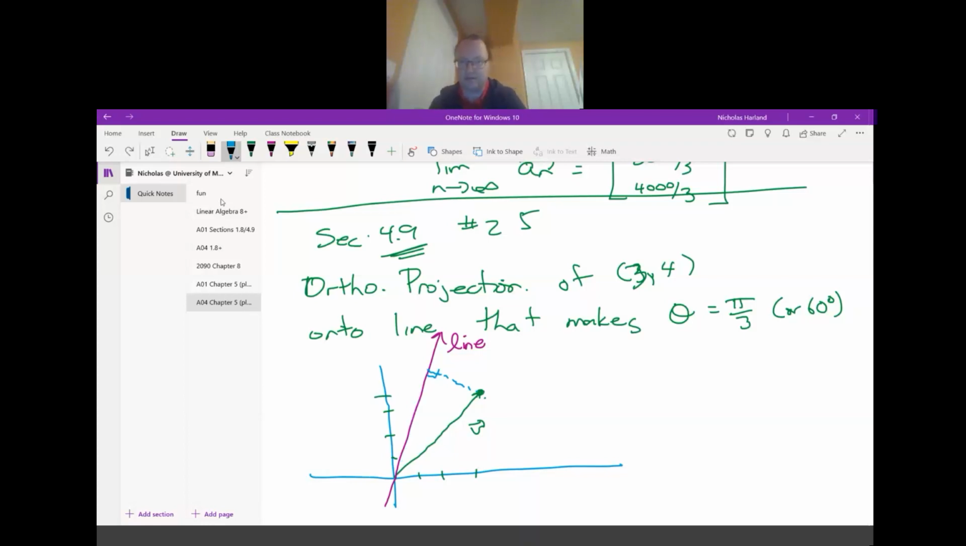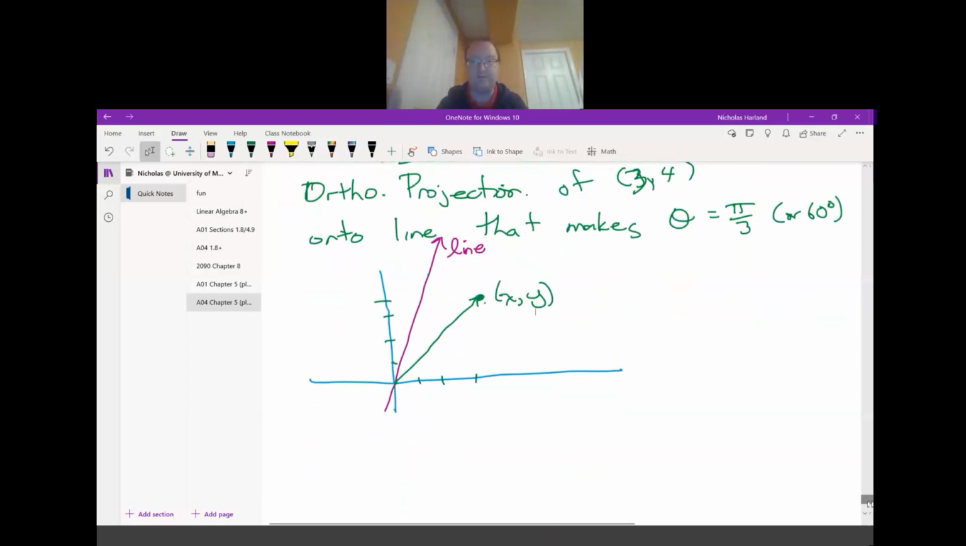That being said, just want to get used to find our standard matrix first. So let's pretend this was xy, not specifically 3, 4 just yet. And let's find xy. So we just want to find our projection.